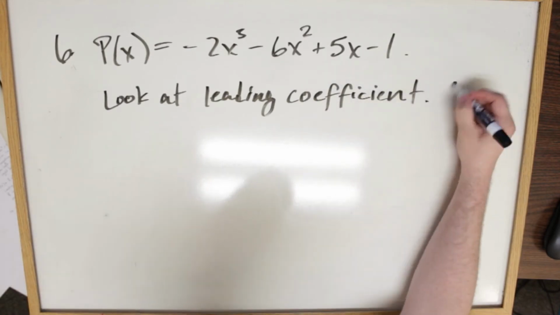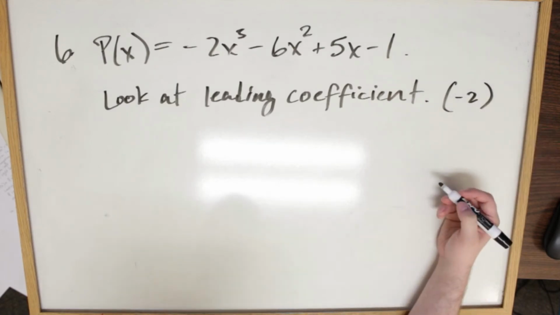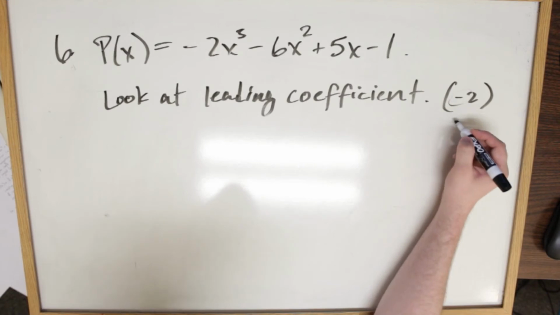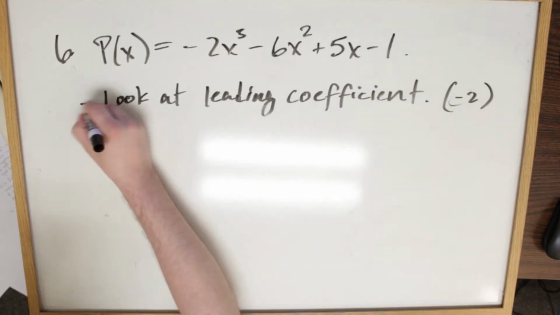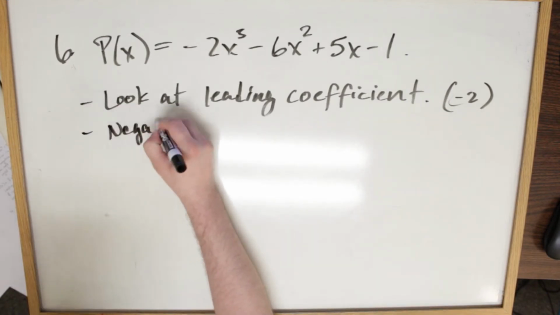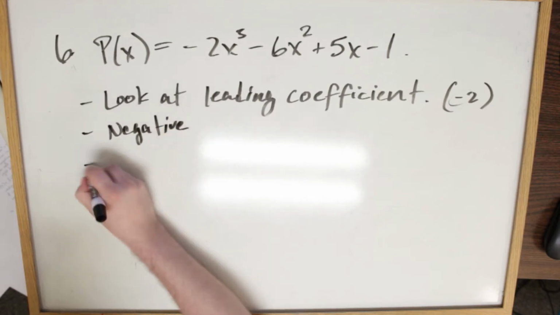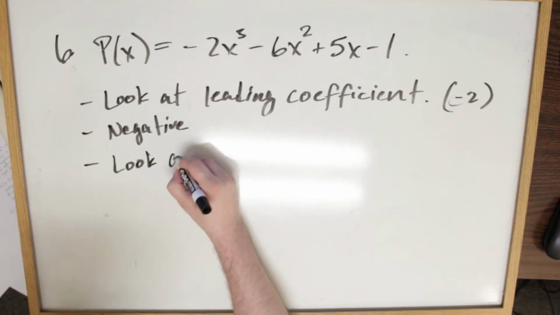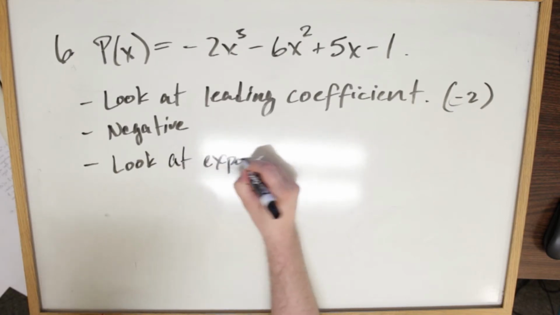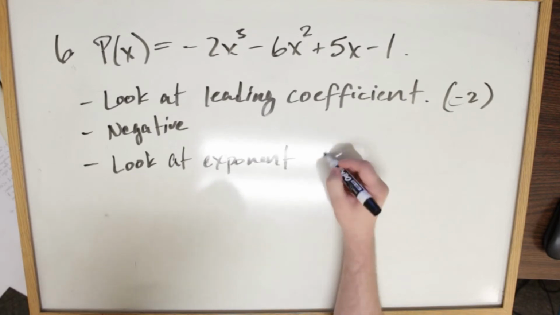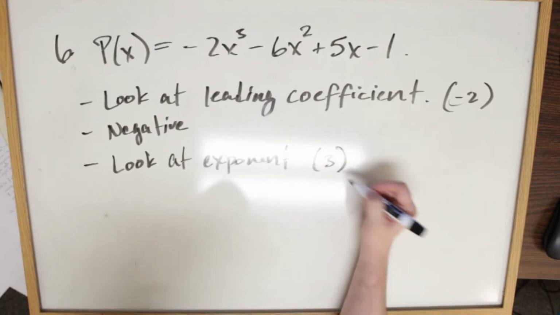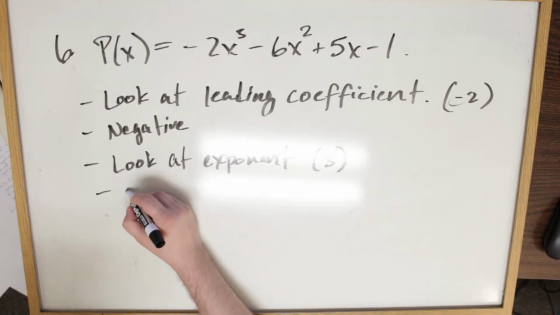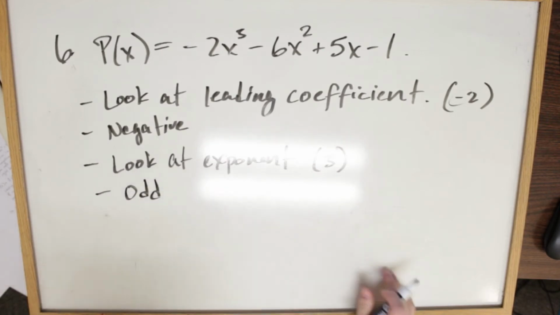So in this case, it's going to be -2, okay? So what you're doing is you're looking at the sign. You want to see if it's negative, okay? So this is negative. Then you look at the exponent, okay, connected to it. So in this case, it's a 3. So this is going to be a 3, okay, which in this case, you're looking to see whether it's even or odd. So 3 is an odd number, okay?